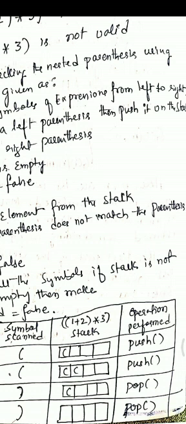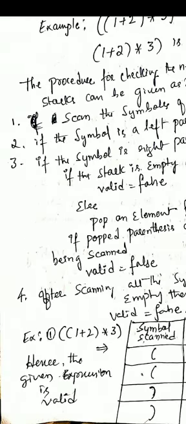The next symbol while scanning is again a right parenthesis. I checked the same steps and again found that the stack is not empty, so I popped an element, and now the stack is empty. The operation performed is pop. So at the end of this expression the stack is empty, hence we can say that the given expression is a valid expression.